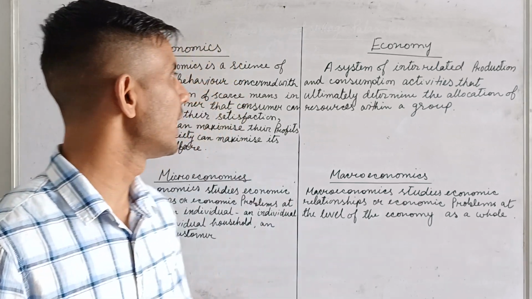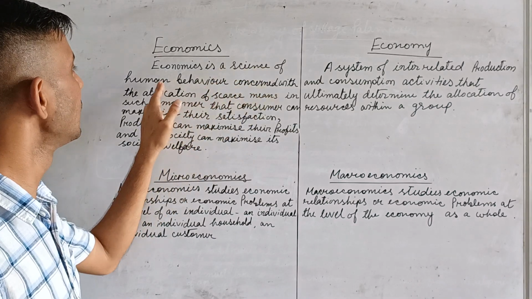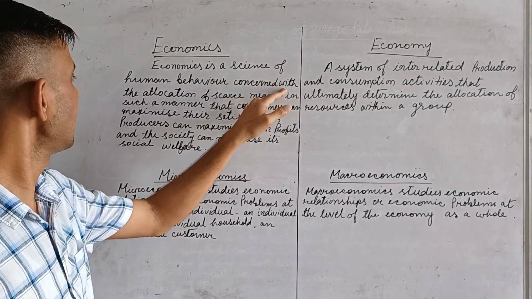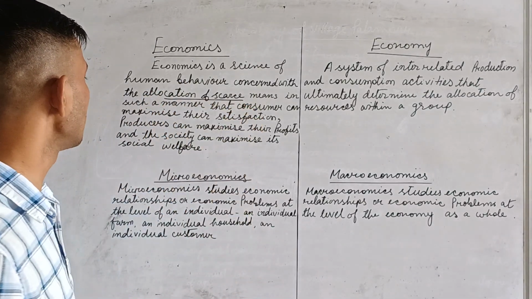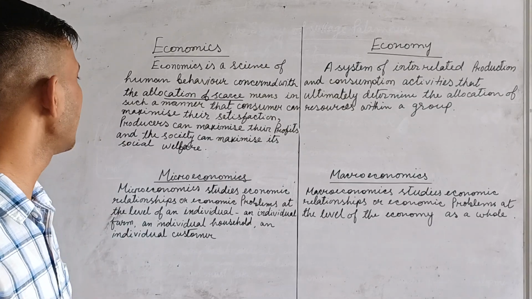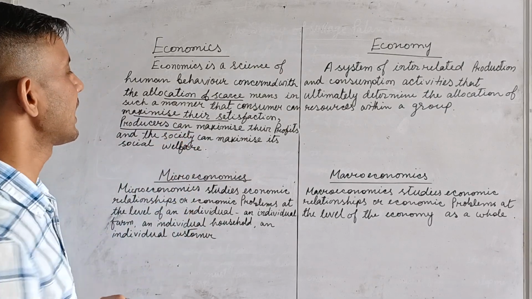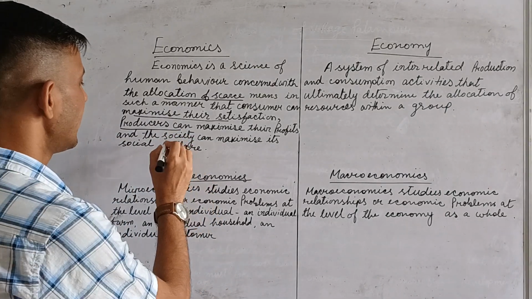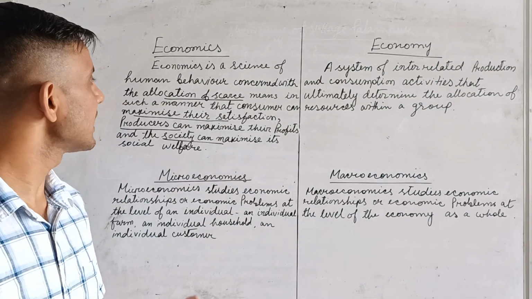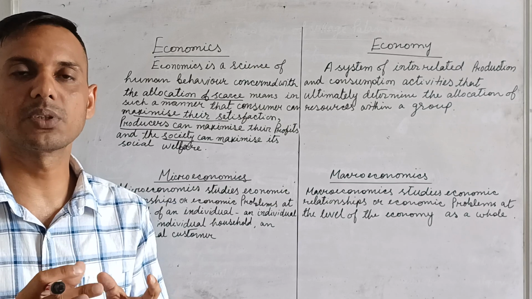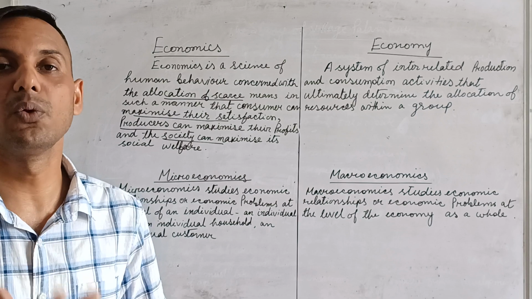So first we have to know what economics is. Economics is a science of human behavior concerned with the allocation of scarce means in such a manner that consumers can maximize their satisfaction, producers can maximize their profits, and the society can maximize its social welfare. Here we discuss the scarcity of resources and how we can utilize them.